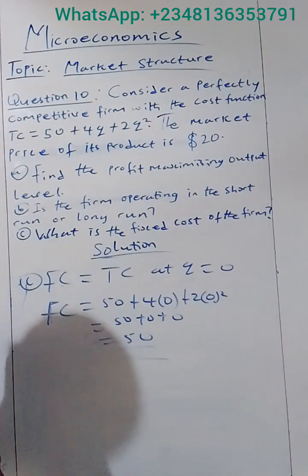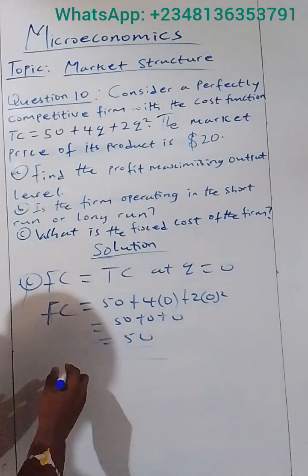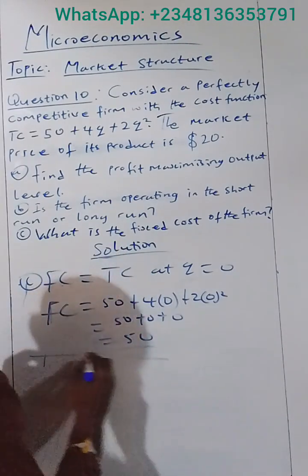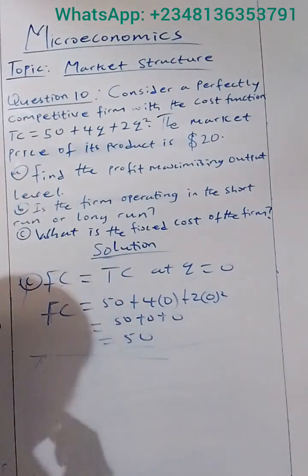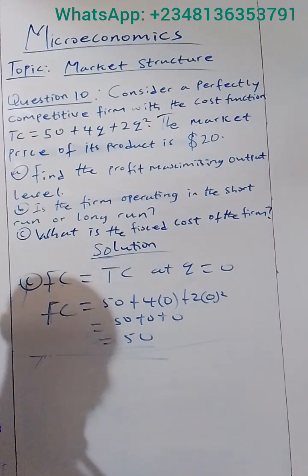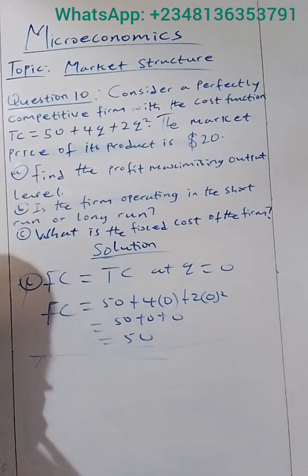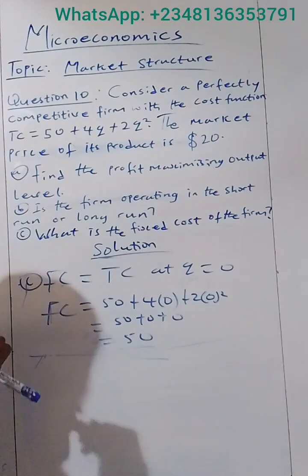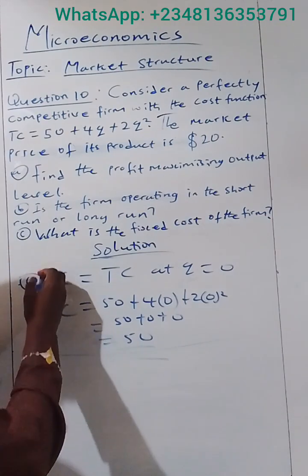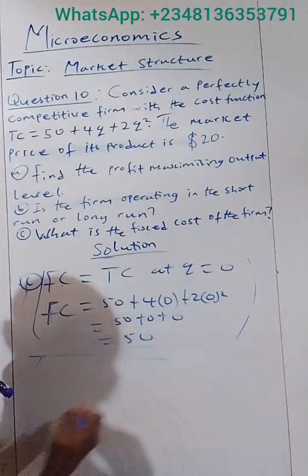But we are looking at the total cost structure. Alternatively, that one is just through observation. You can just observe and get your fixed cost. But you have to show your working, so you have to do it this way.